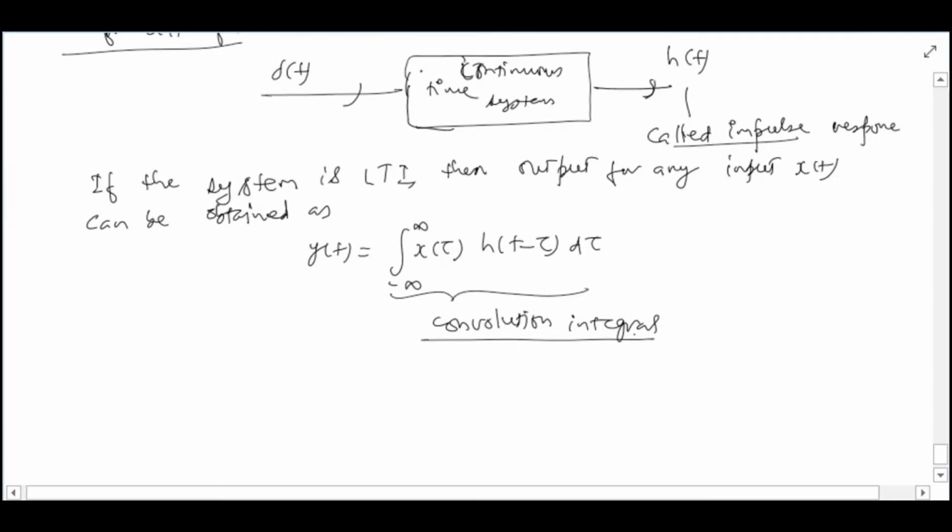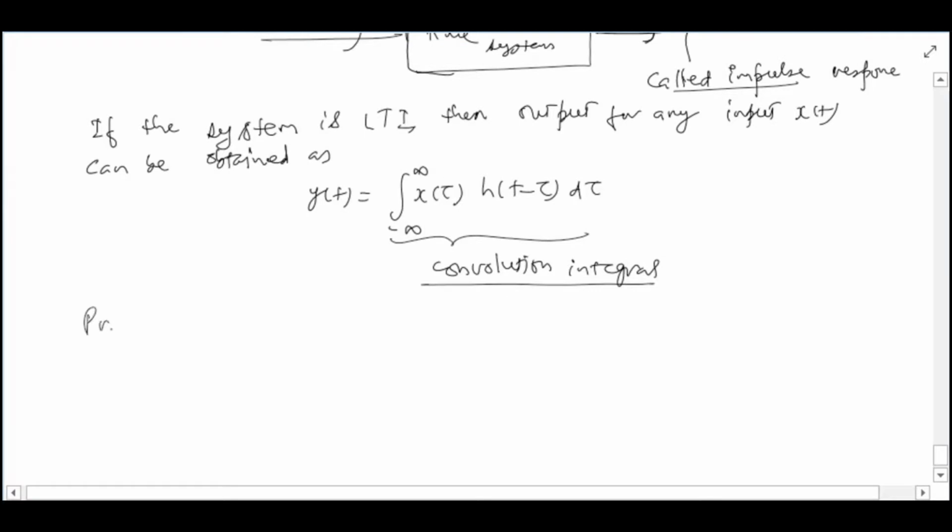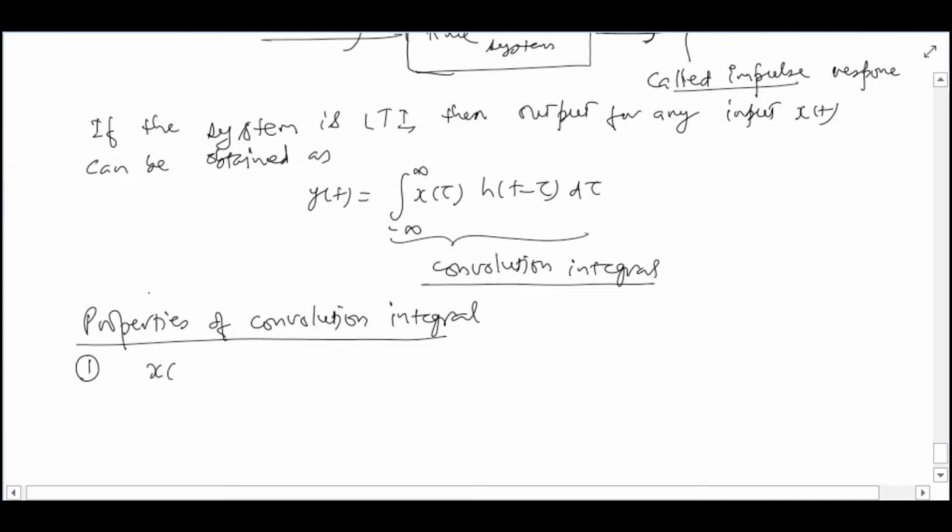The convolution integral has similar properties to the discrete time convolution sum. In particular, it has the following properties. First one is that the unit impulse is the identity element, that is x star delta(t) is equal to x(t). The second property says that convolution with a shifted unit impulse results in shifting the input signal.